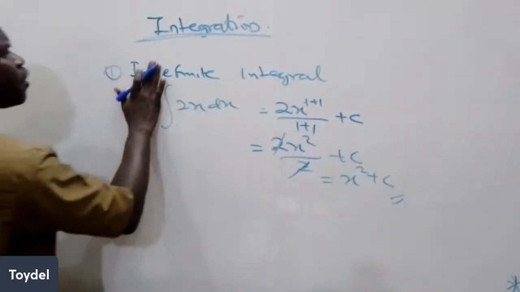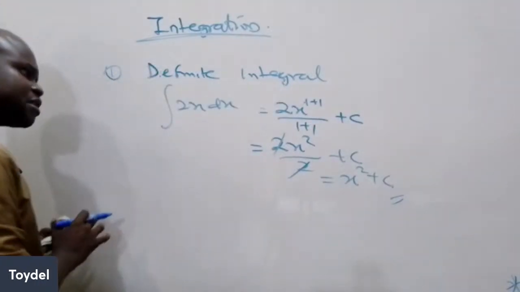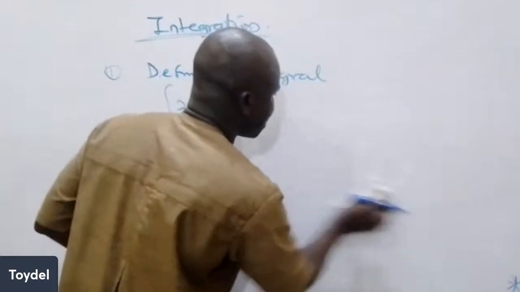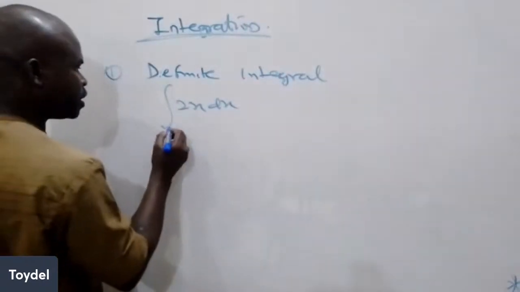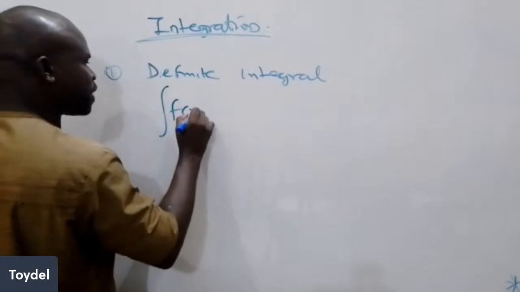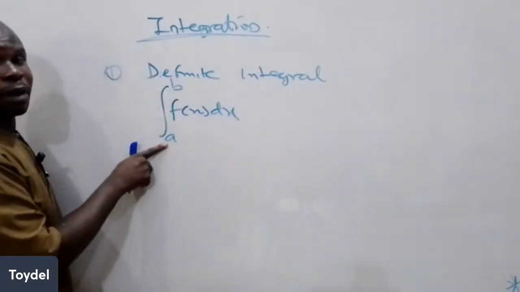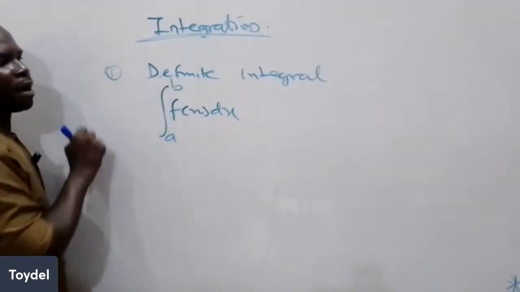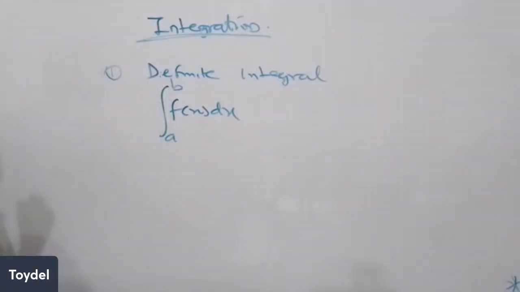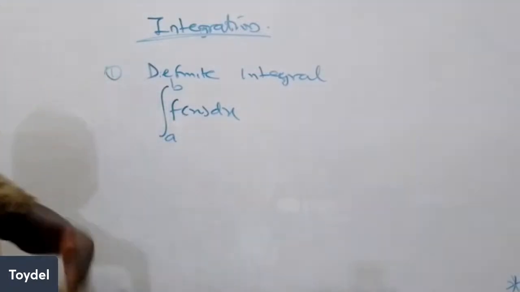Then the second type of integration that we have is the definite integral. Under the definite integral, we have the bound. There's a boundary. Say, for instance, let me use the general form now. If you have the integral of f of x dx from a to b, this a is the lower bound, while b is the upper bound. So this is an example under the definite integral. Then what is the implication of this definite integral? Normally, under the definite integral, we don't need to put arbitrary constants. Why? Because it's going to cancel out.